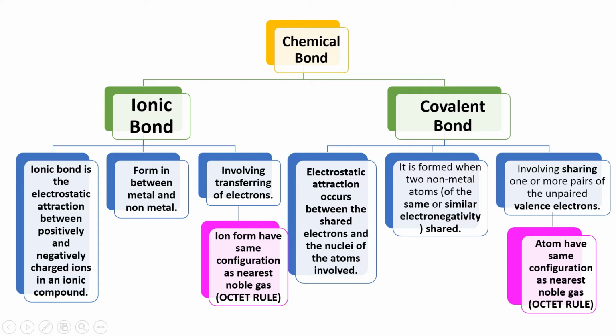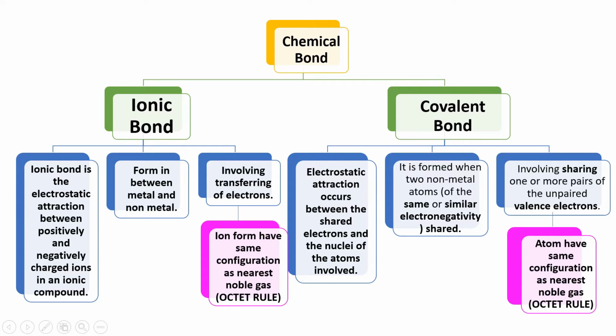It is the electrostatic attraction between the shared electrons and the nuclei of the atoms involved. So, which is the negative part here, the shared electron or the nucleus? Shared electron. And then the positive part here is the nucleus. It forms when two non-metal atoms of the same or similar electronegativity share electrons. So right now it does not involve transferring electrons, it only involves sharing of electrons. So why do these atoms share electrons? Because they want to have the same configuration as the nearest noble gas.